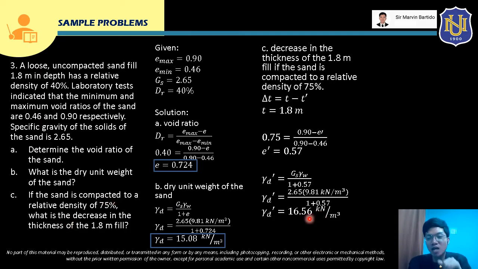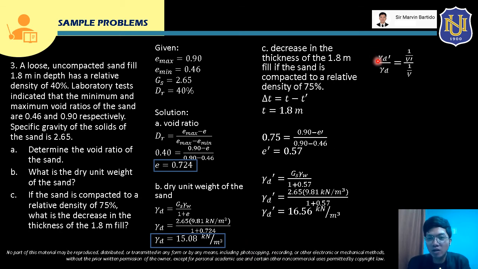So kung makikita mo, class, yung gamma dry natin tumaas. No, so habang tumataas, class, yung relative density, tumataas din yung unit weight ng soil natin. So yung gamma dry ay tumaas. Okay, lumaki, no, in comparison dito sa gamma dry kapag 40% lang yung relative density. Ayan. So class, from here, pwede natin i-relate yung ratio nitong gamma dry na panibago doon sa initial na gamma dry. Pwede natin i-relate yung ratio nila, class, doon sa corresponding volume nila.